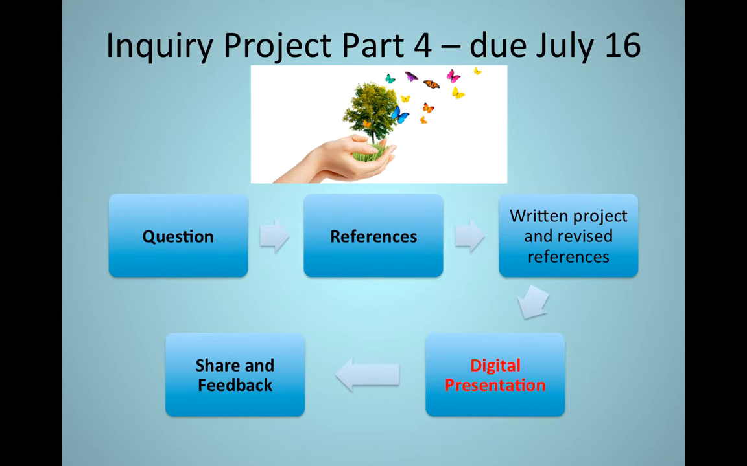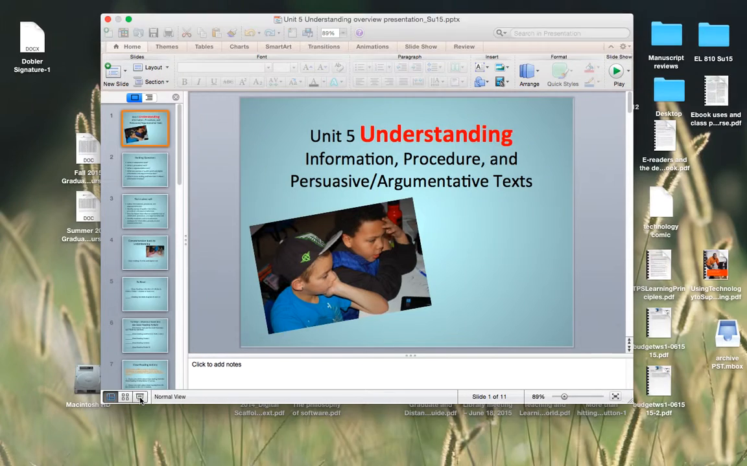So for part 4, you're creating a digital presentation of your part 3 project. So there's no new information needed on part 4. Just take what you wrote, turn it into a digital presentation, and you'll see in the assignment description some possible tools that you can use, and you'll submit that. And then in part 5, you'll share that with another classmate, and that person will give you some feedback. So that's where we're headed on this one.